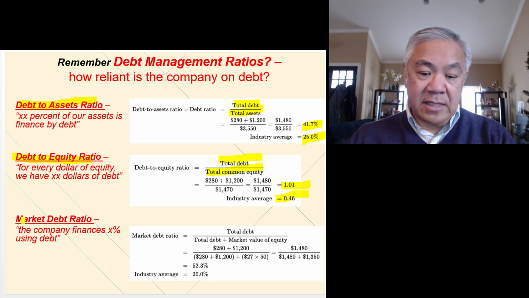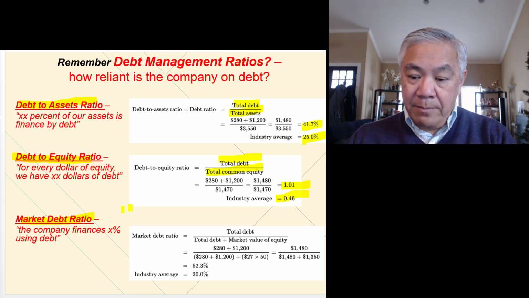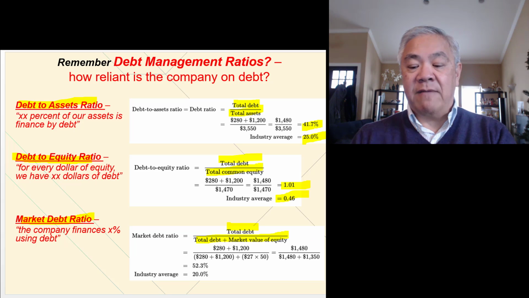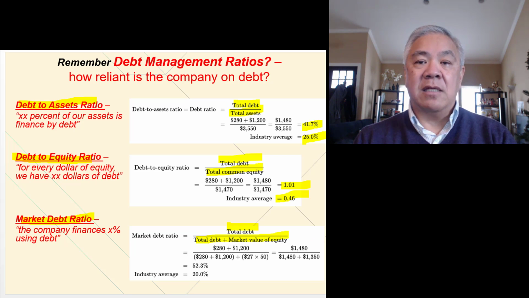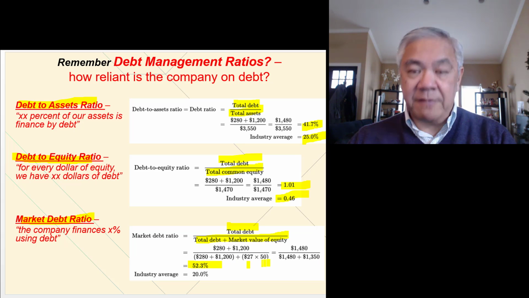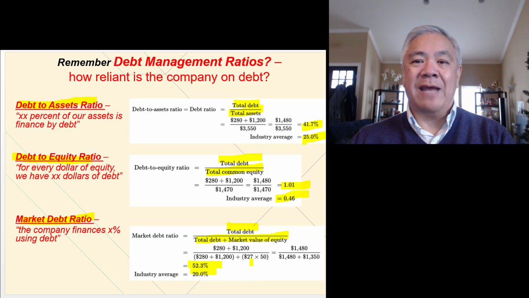The final one is market debt ratio, and this is just looking at market values rather than book values, so it's a slightly more precise measure. The computation starts, the numerator is the same, total debt. However, the bottom is the total debt plus the market value of equity. So it just looks at the total amount of financing that came from outsiders to the company, how much of that came from debt. And MicroDrive would be at 52.3%, industry is at 20%, so guess what? Once again, MicroDrive has more leverage than the industry.